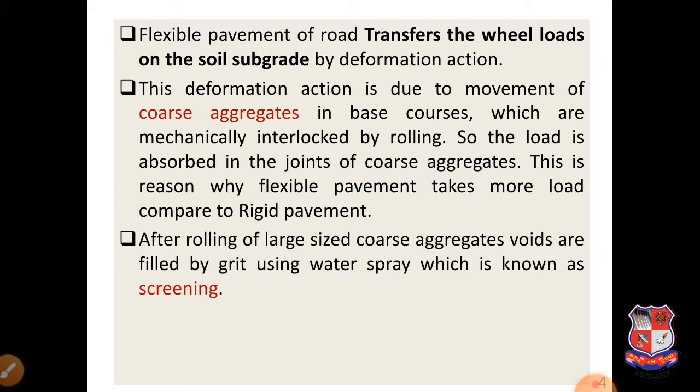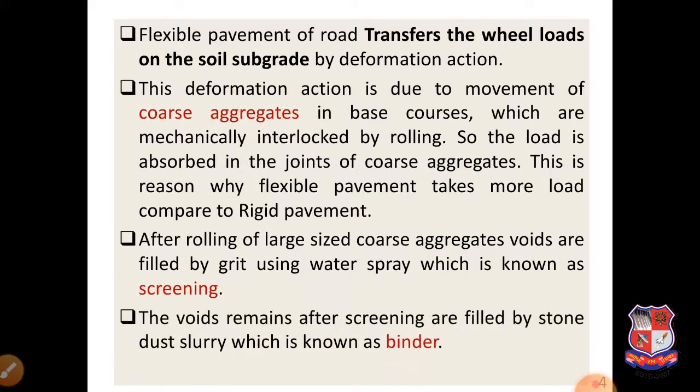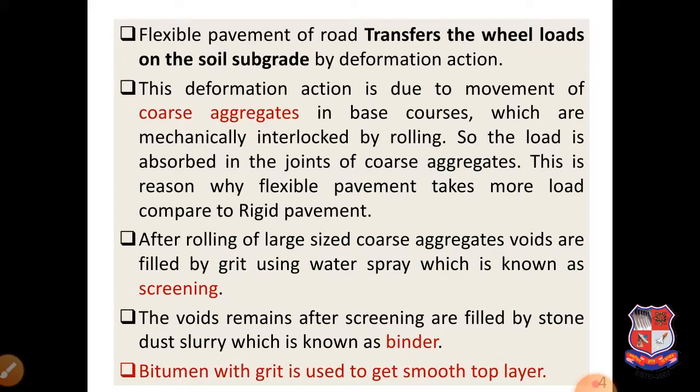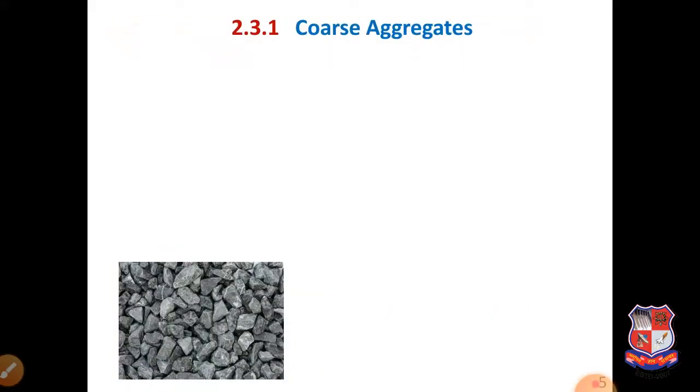After rolling of large sized coarse aggregates, the voids are filled by grit using water spray, which is known as screening. The voids that remain after screening are filled by stone dust slurry, which is known as binder. Bitumen with grit is used to get a smooth top layer. The first road material is coarse aggregates.